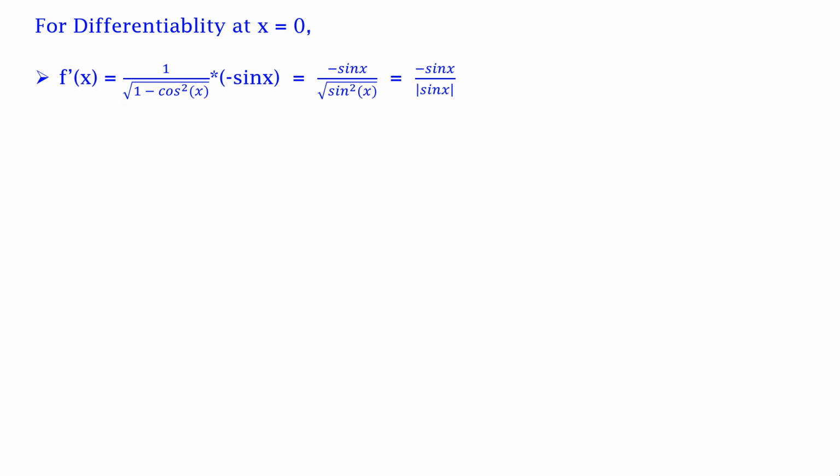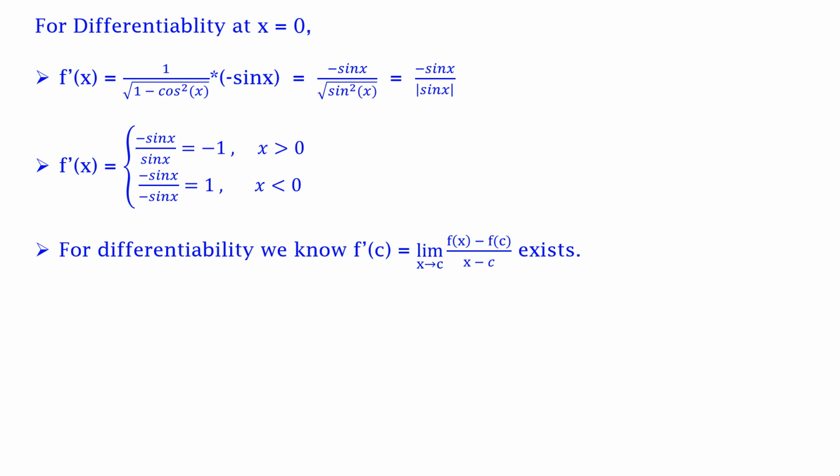First we find the derivative of the function, that is f dash x is equal to minus sin x upon under root 1 minus cos square x, which is equal to minus sin x upon under root sin square x, which is equal to minus sin x upon mod sin x. So we get f dash x is equal to minus sin x upon sin x, which is equal to minus 1 for all x greater than 0, and minus sin x upon minus sin x, which is equal to 1 for all x less than 0.